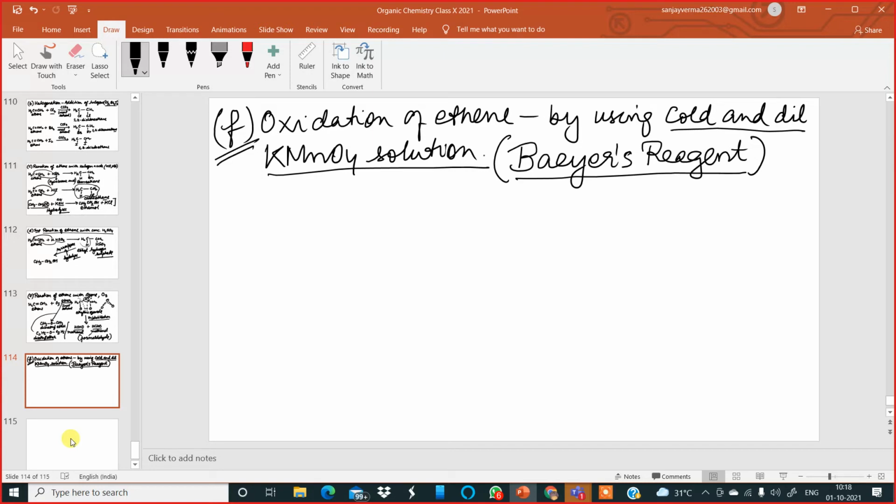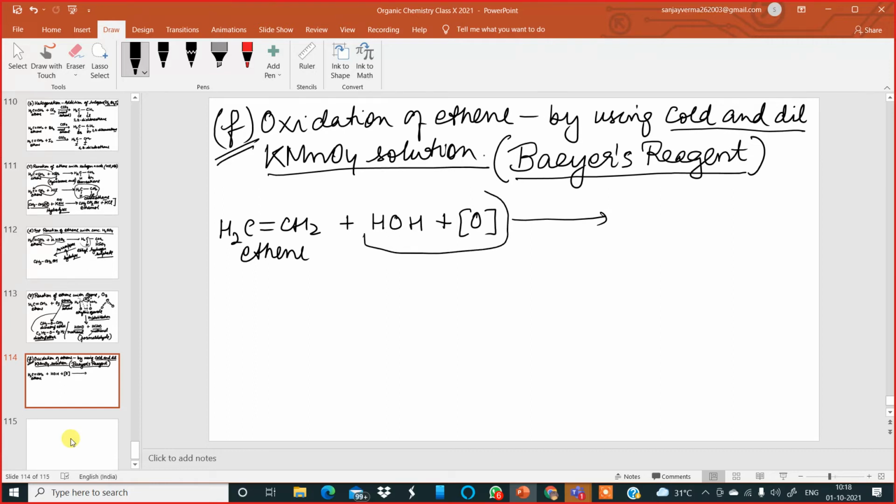Okay. So here the equation goes like this. Ethene molecule, structural formula, CH2CH2. Now this cold and dilute potassium permanganate solution is going to provide me with water. So there is water, HOH. It is an oxidizing agent, so it is also going to provide me with nascent free atoms of oxygen. So this is provided by cold and dilute potassium permanganate solution: water and nascent free atom of oxygen.